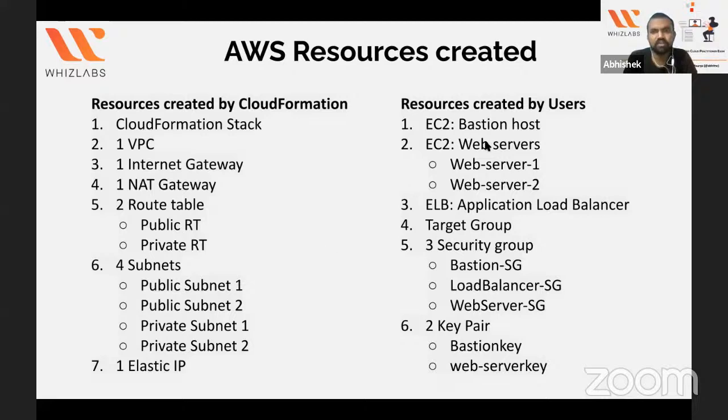And as a user, we will be creating a Bastion host EC2 and two web servers. As an EC2 feature, we'll be using an application load balancer. There will be a target group when you create a load balancer. Then there will be three security groups we will create. First is Bastion, which will have port 22 open. Then there will be the load balancer, which will have HTTPS open, and the web server, which will have both SSH and HTTP open, but it will be restricted from the load balancer only. And there will be two key pairs we will create. First is for the Bastion, and second is for the web server.